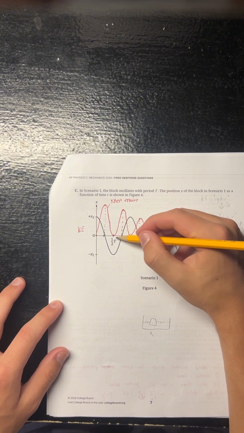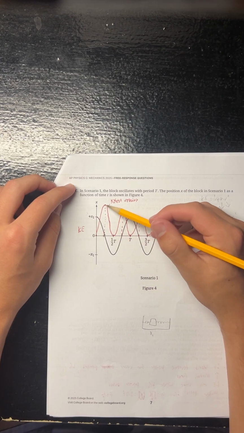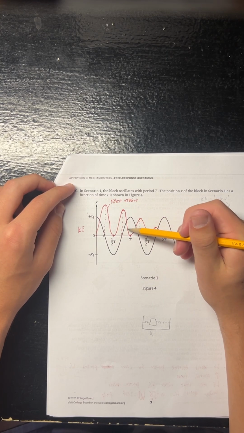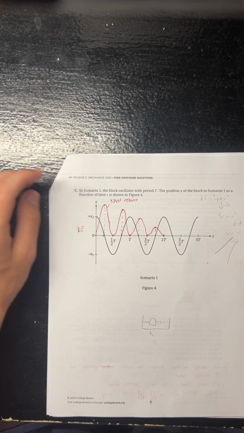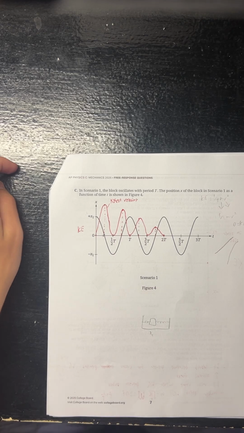Then it'll go back up again like the same thing. However, there's friction, so it won't reach the same kinetic energy. Its velocity will be lower, and it just continues that pattern all the way through. So that is how to do the question C.